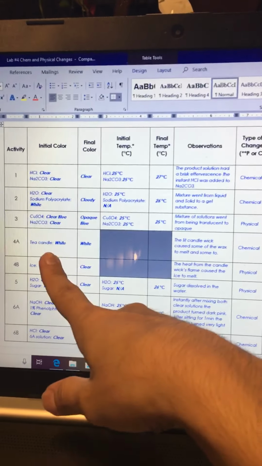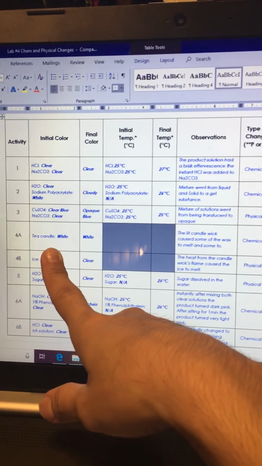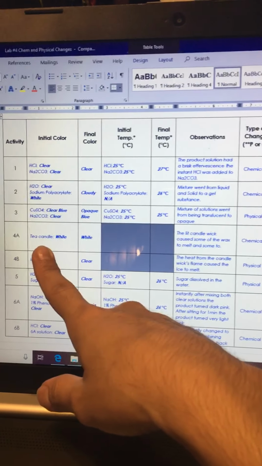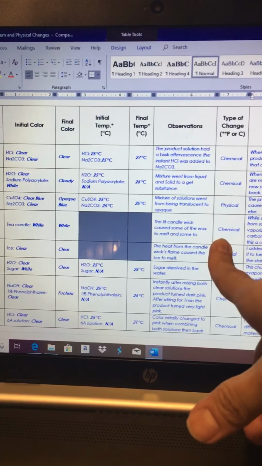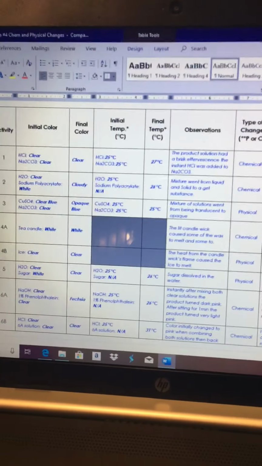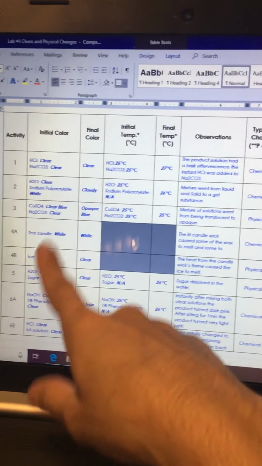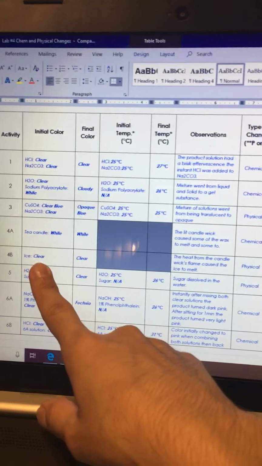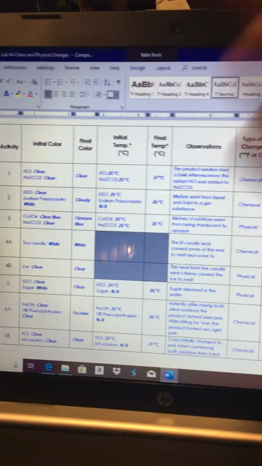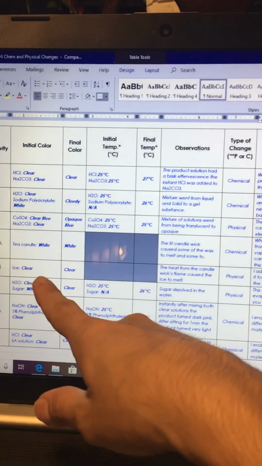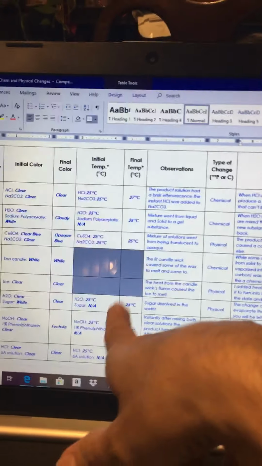For activity 4A, all we did was light the wick of a tea candle and observe it for a minute. Since it is a burning candle, I put that it is a chemical change. For activity 4B, we used that same tea candle and put an ice cube in a little aluminum dish and just had it heated up for a whole minute and watched it melt some. So I put that it was a physical change.